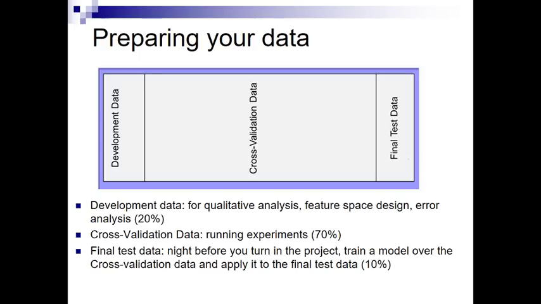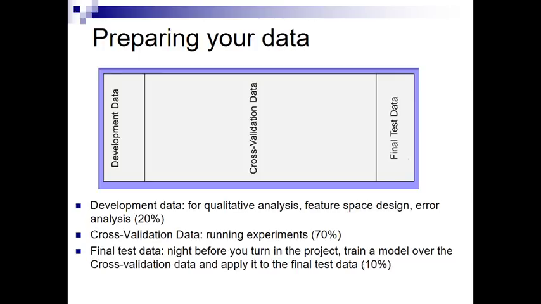So here you can see a representation of the data set, the rectangle. And you can see that a segment of it has been sliced off of the left-hand side, and we're going to call that the development data. And the biggest chunk of data we're going to call the cross-validation data. And then a small segment at the end on the right-hand side is the final test data.